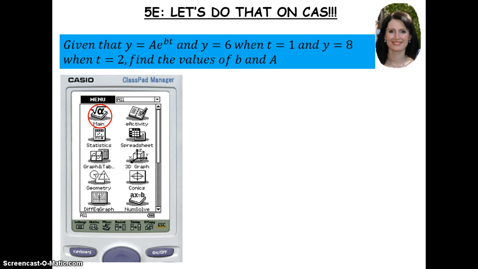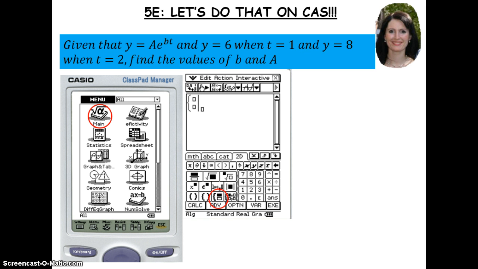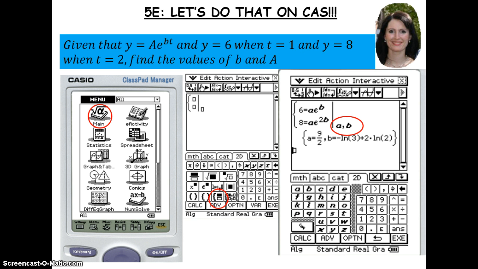So what we do, we go to our menu, we go to the main. In main, I'm going to go to that button where I can enter two equations and solve simultaneously, because that's really all we're doing. I enter in 6 equals a e to the power of b, so I've substituted in y is 6 and t is 1, and 8 equals a e to the power of 2b, so when I substitute in y is 8 and t is 2.